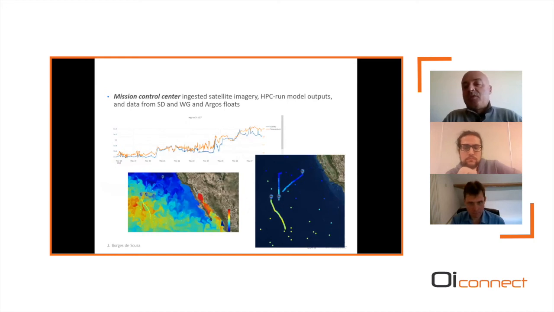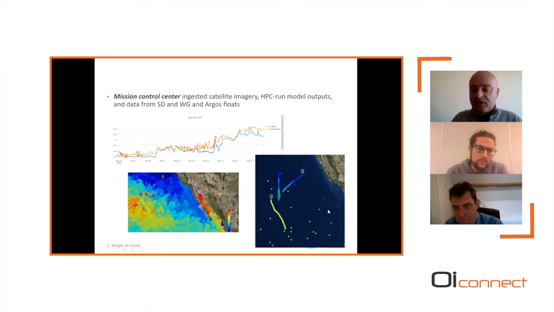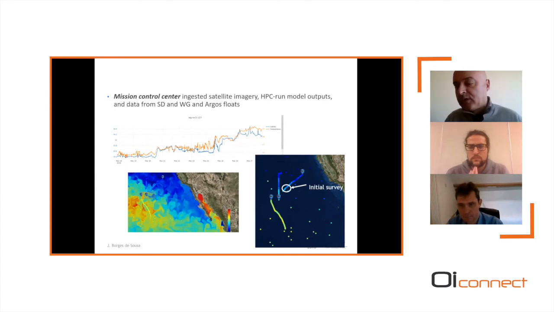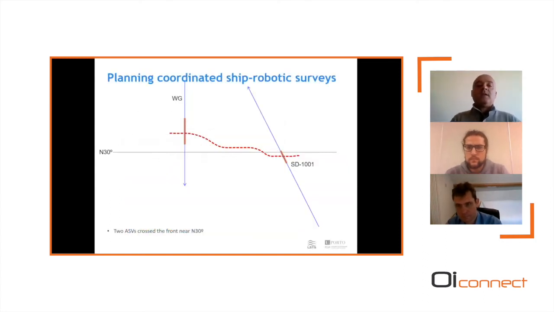We were also ingesting HPC model outputs and data from Argo floats in the area. What you see here in this panel are tracks of the sail drones and of the wave glider and locations of the Argo floats. These were color-coded by salinity. So based on some of these observations, we selected this area for the initial survey. There's more to it, but for the moment, let's just say this.